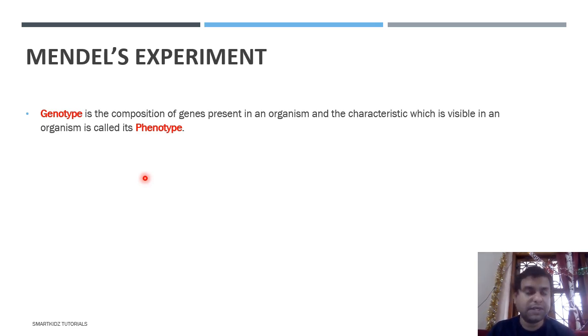Similarly, small t and small t would be the genotype, and its phenotype would be a short plant. Or capital T, small t is the genotype, and its phenotype is a tall plant, or a small t or capital T is the genotype, and the phenotype would be a tall plant. So phenotype is what we can see at the macroscopic level with our visible eyes. Okay.